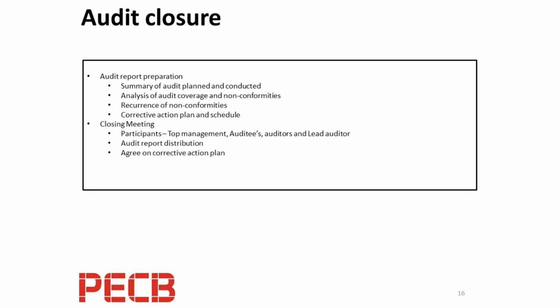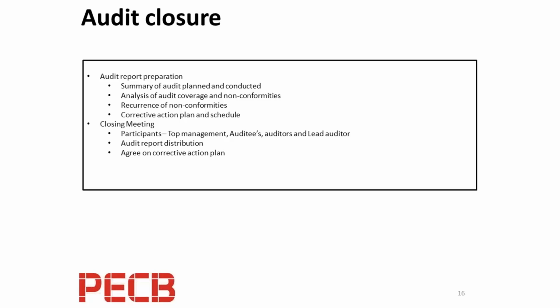Okay, and of course, continuing with the audit closure, audit report preparation: a summary of the audit plan, what was planned and then conducted, analysis of audit coverage and non-conformities, recurrence of non-conformities, corrective actions and schedules. All that will be documented in an audit report and submitted to the auditees so that they follow and adhere. There will be timelines asked for, and based on those timelines, the corrective actions must be submitted to the auditor for review for the closure of non-conformities.